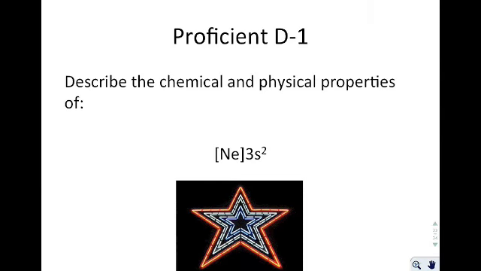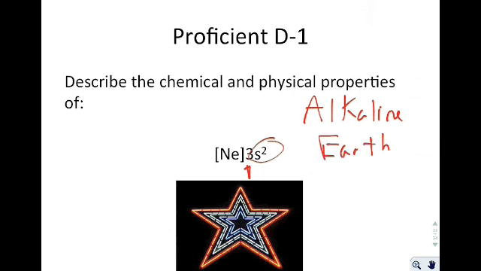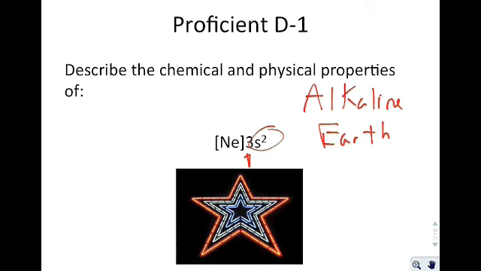Now, describe the chemical and physical properties of this element right here. If you were to look, it has a number and then an s2. That would make it an alkaline earth metal. Now that would mean that it's reactive, but it's not nearly as reactive as alkali metals. So it also tends to be dull and soft and all those sorts of things. We'll talk about that a little bit later.